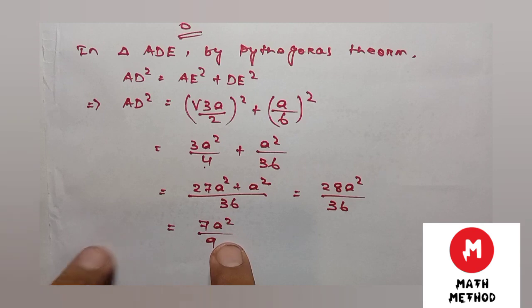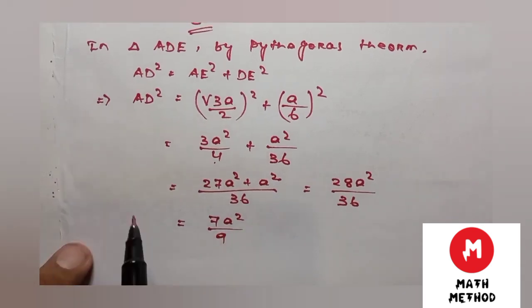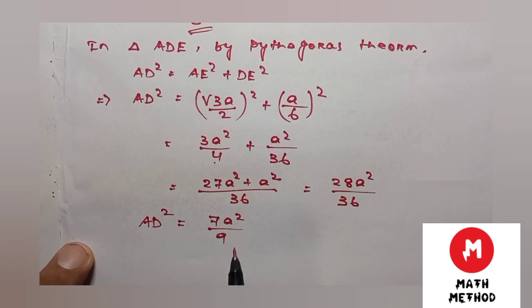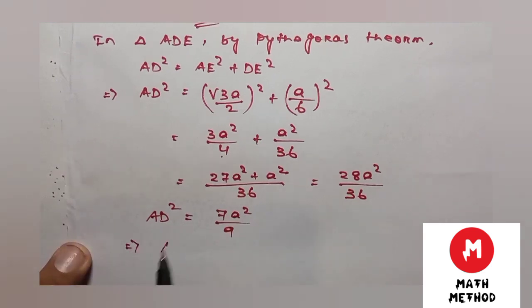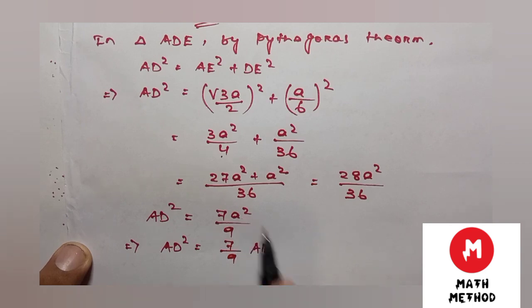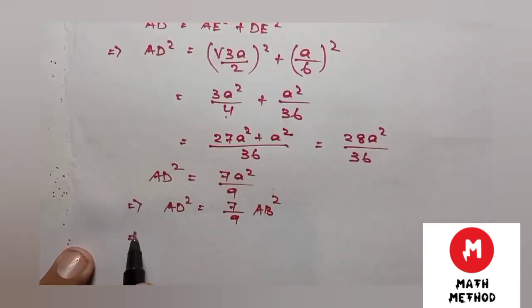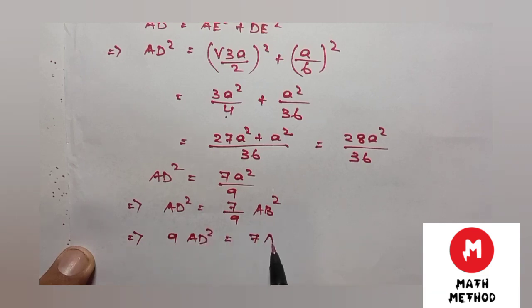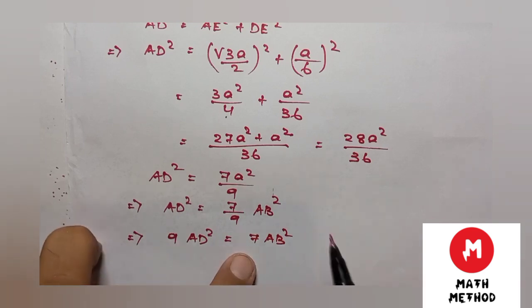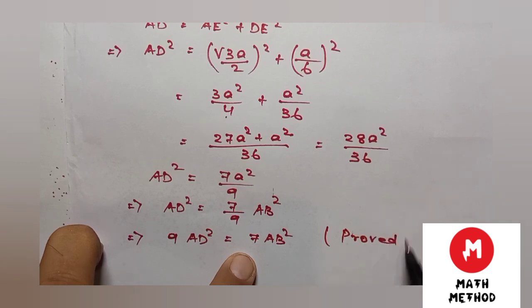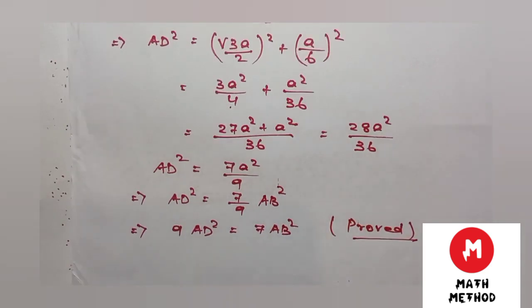So this is our 7 by 9 A square. AD square is equal to 7 A square by 9, which implies AD square is equal to 7 by 9 A square. In place of A, I will write AB, so this becomes AB square. Now cross multiplication: 9 AD square is equal to 7 AB square. This is what we had to prove. Question number 15 is over.